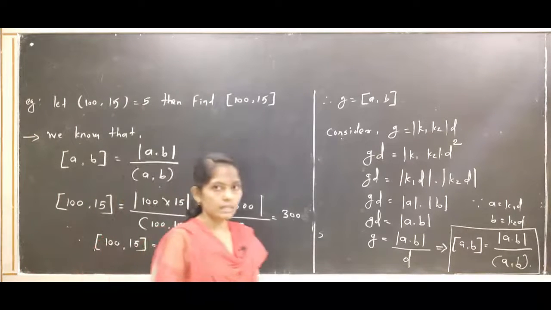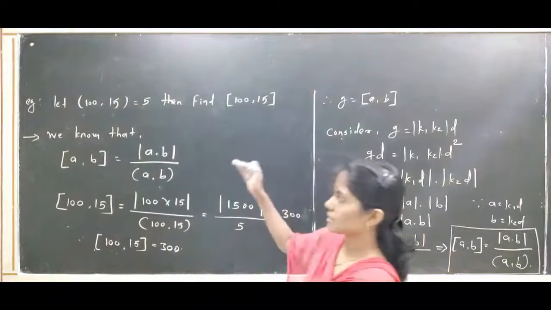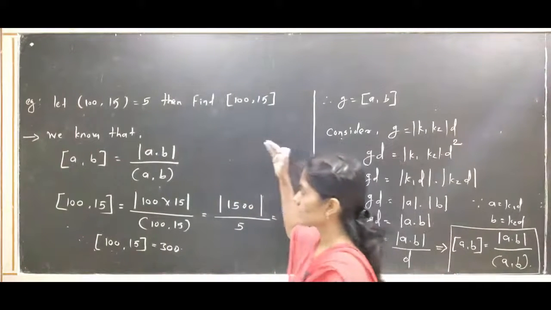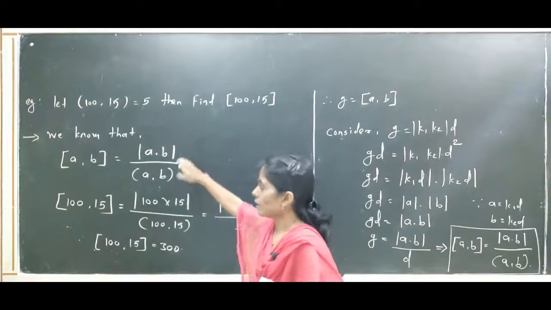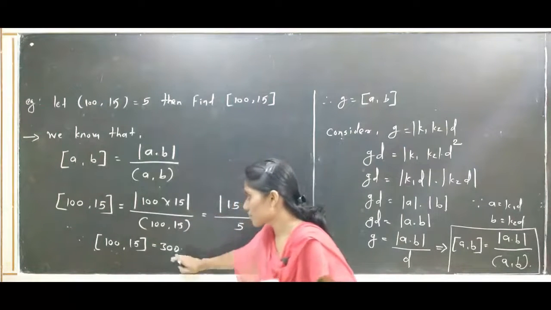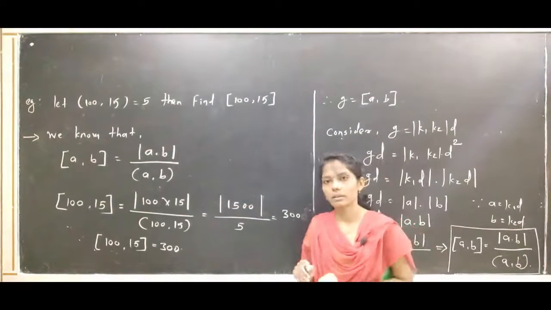Okay, get it? Here we use the formula: LCM of two integers is equal to mod of product of the integers divided by GCD. Right? Substitute the values here. After simplifying this, we get 300.